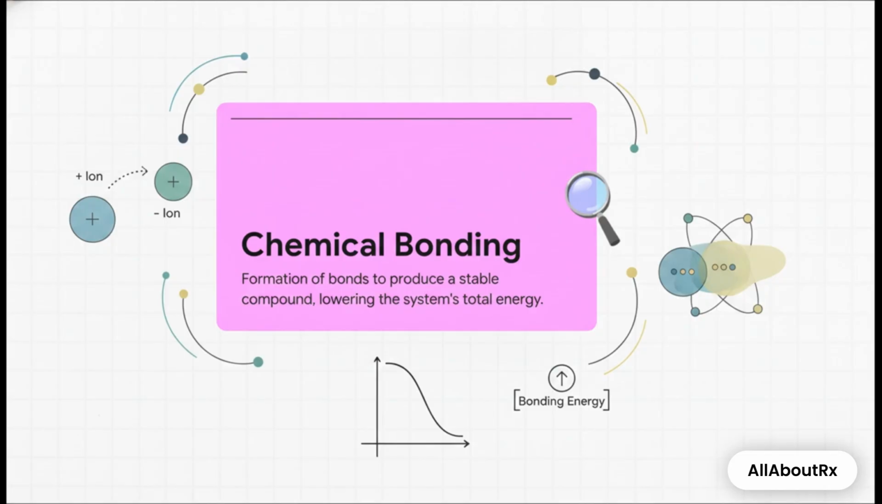When atoms get close to each other, their nuclei and electrons rearrange for one specific reason, to lower their total energy. If that resulting energy is lower than what the atoms had on their own, boom, a bond happens. That energy difference is what we call the bonding energy. It's all about chasing that stable, low-energy state.